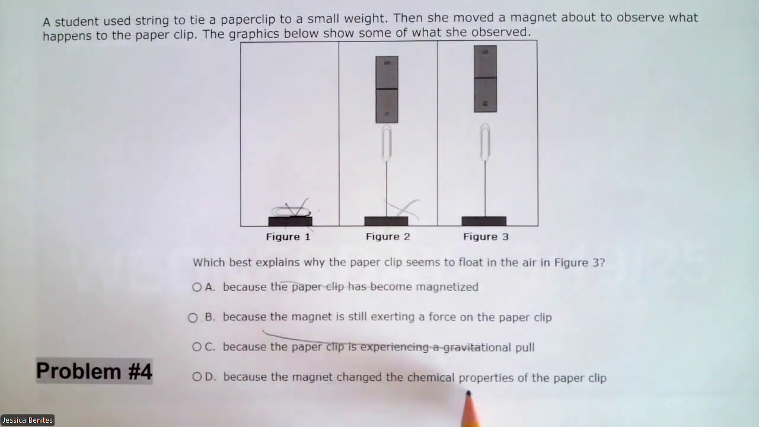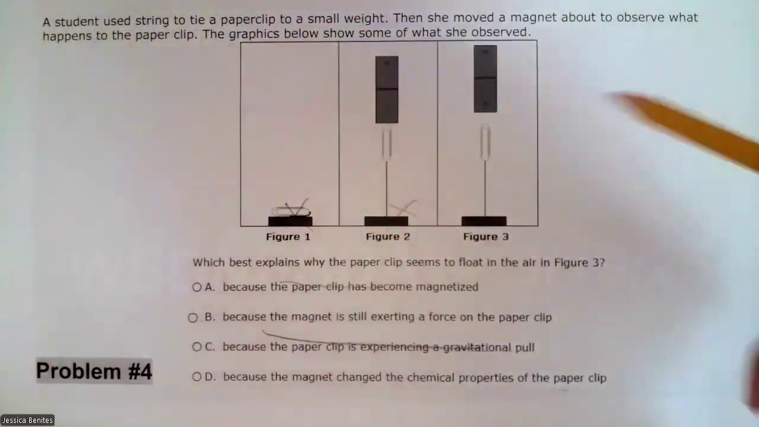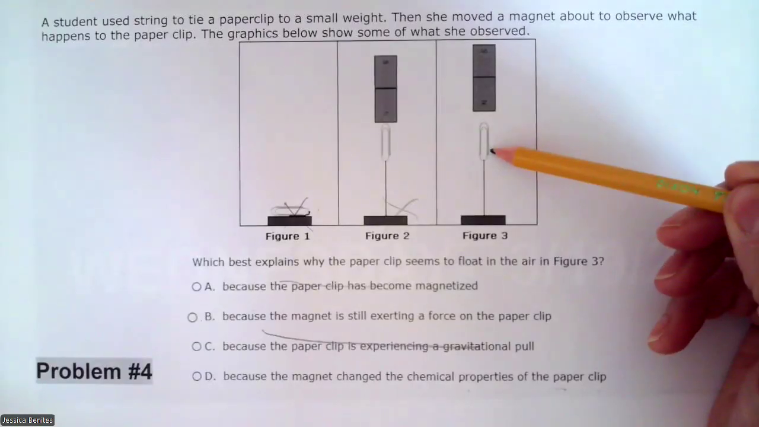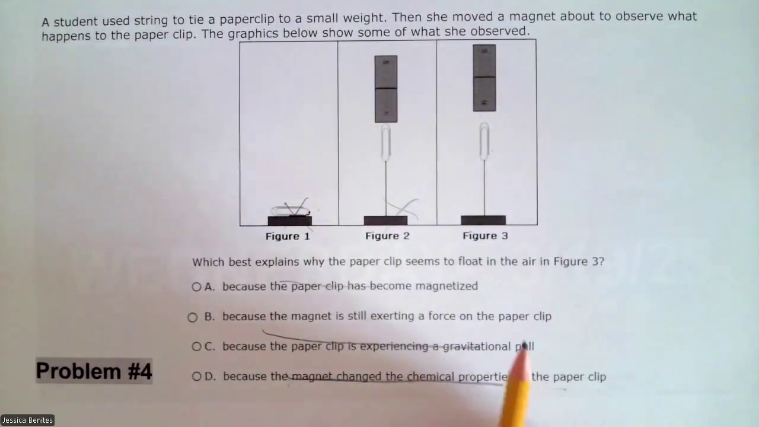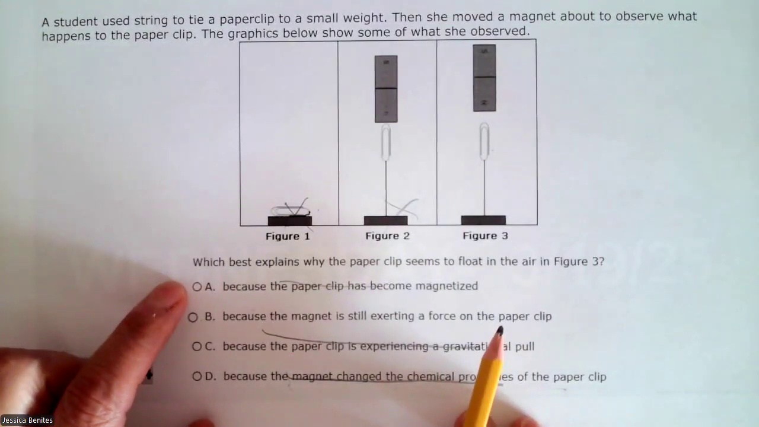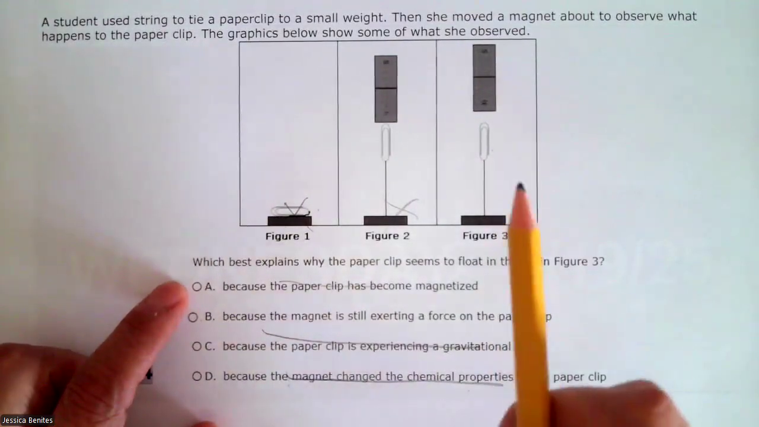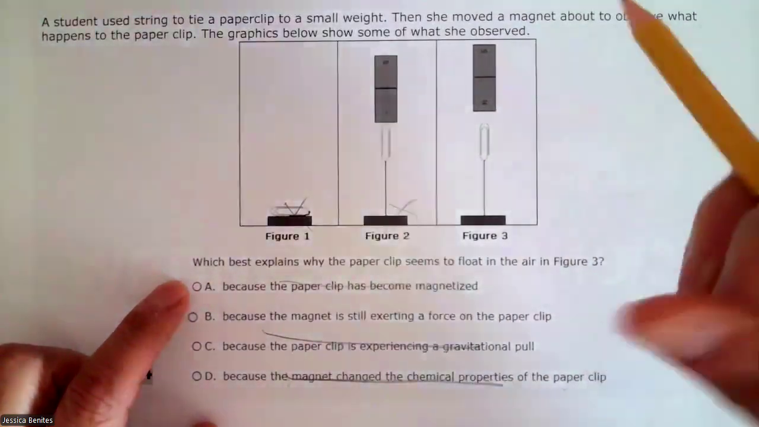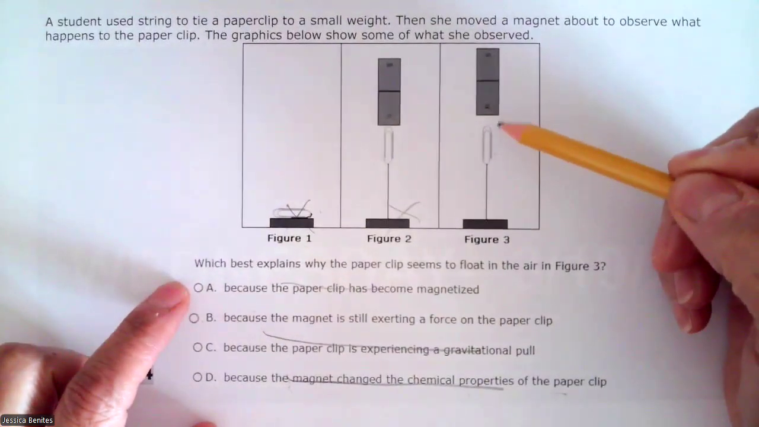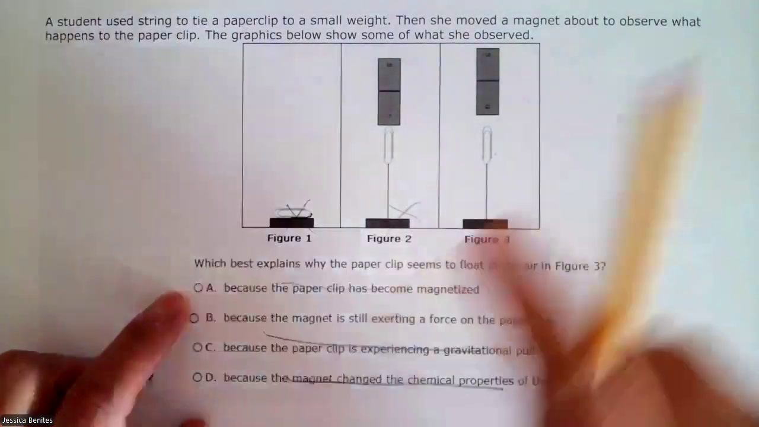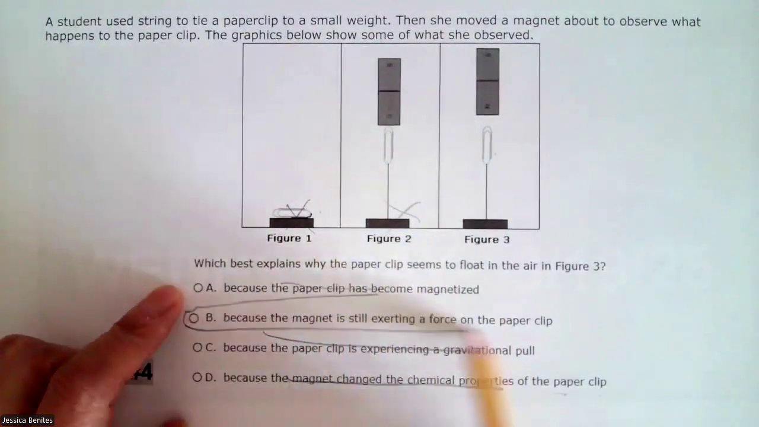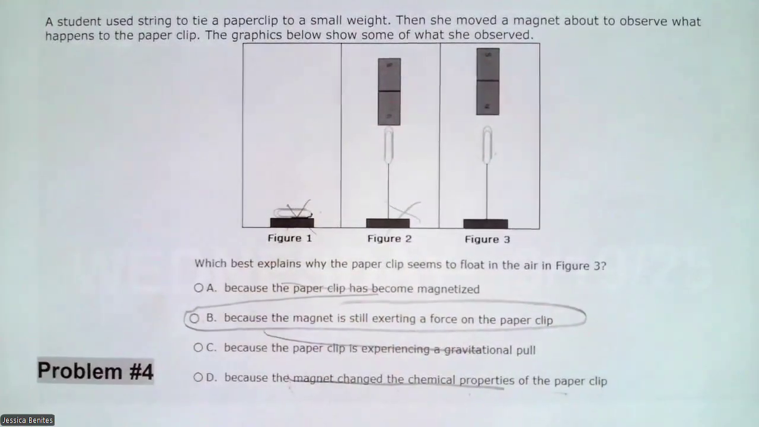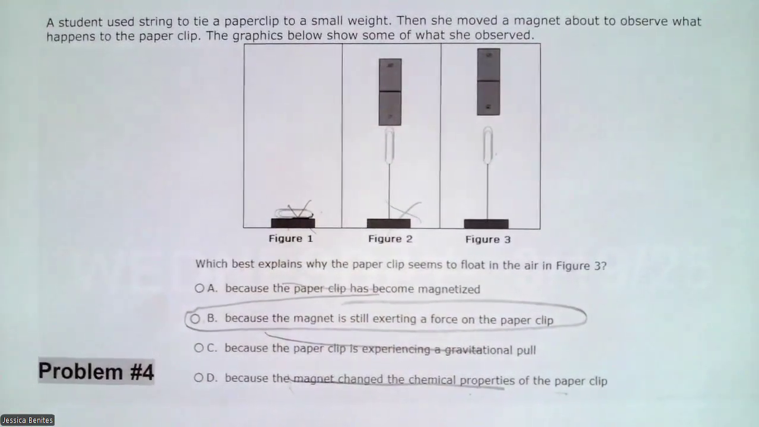Because the magnet changed the chemical properties of the paperclip? It's still a paperclip. It didn't change into anything. So this is definitely not the answer. So B, because the magnet's pulling strong enough to make it float in the air, right? The magnet's fighting the gravity. And so that's why it looks like it's floating and keeping that paperclip up. So your answer is naturally going to be B. All right. Can't wait to see your work. You're waiting for it.